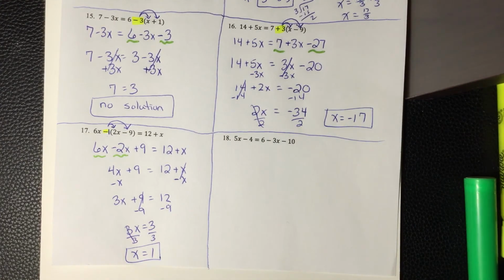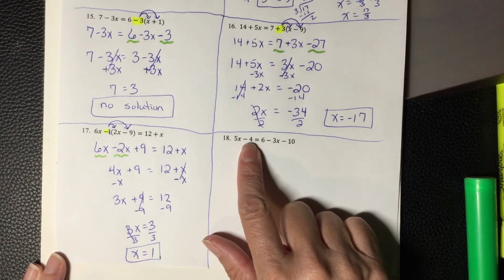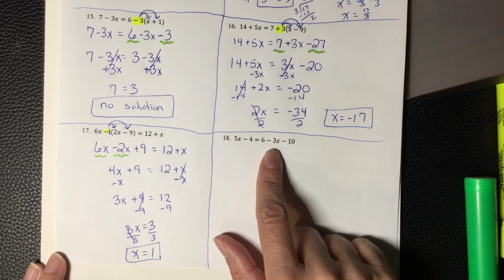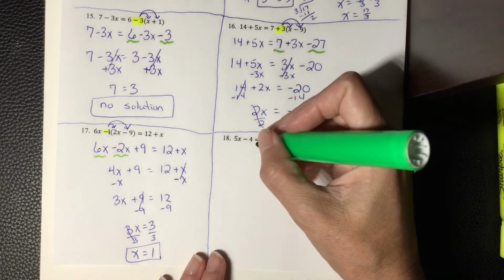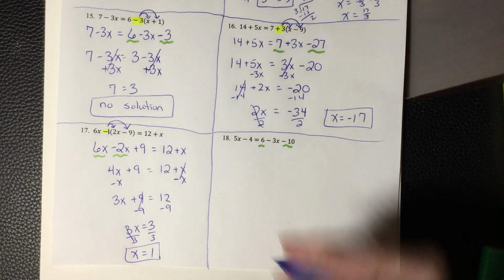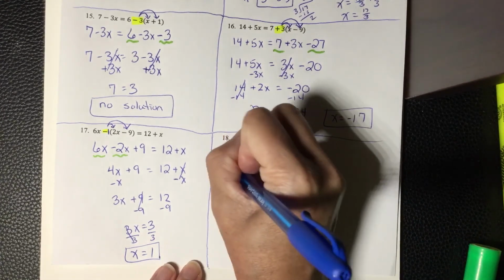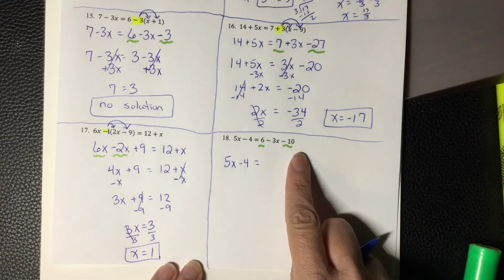All right, let's look at our last one. You'll notice that there's no parentheses on this one. So I want to look at my cleanup step. On the left, I've got an x term and a constant. Those cannot be put together. But on the right side, I have an x term and 2 constants. So I can go ahead and figure out what 6 minus 10 is. Okay, so recopy the left side. 6 minus 10 is negative 4.